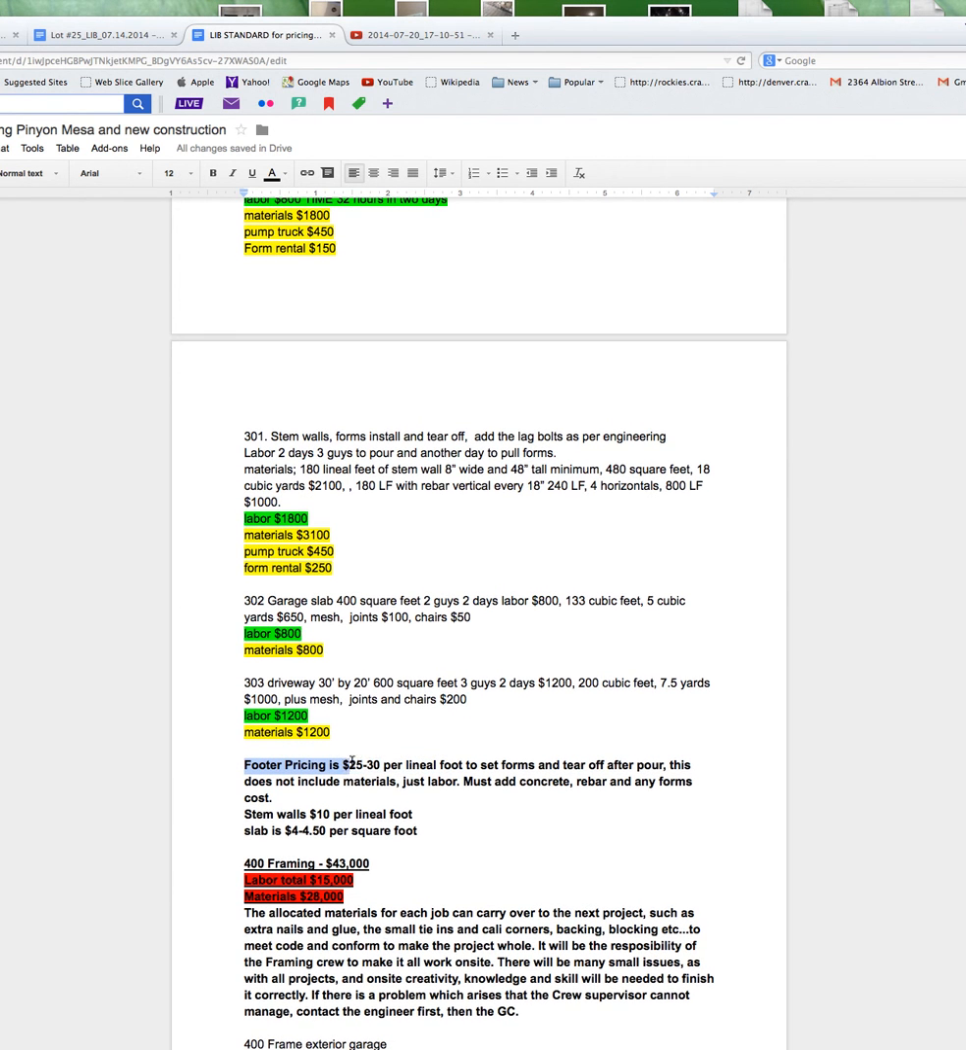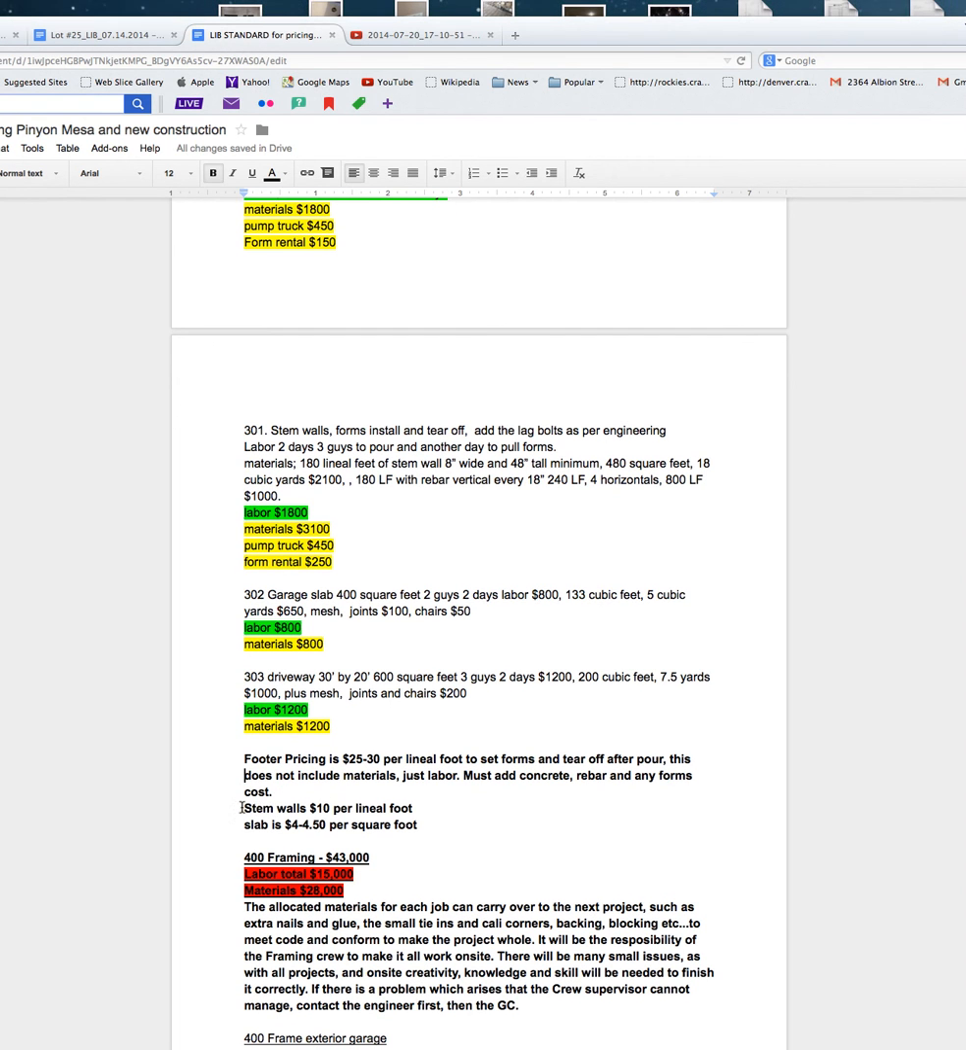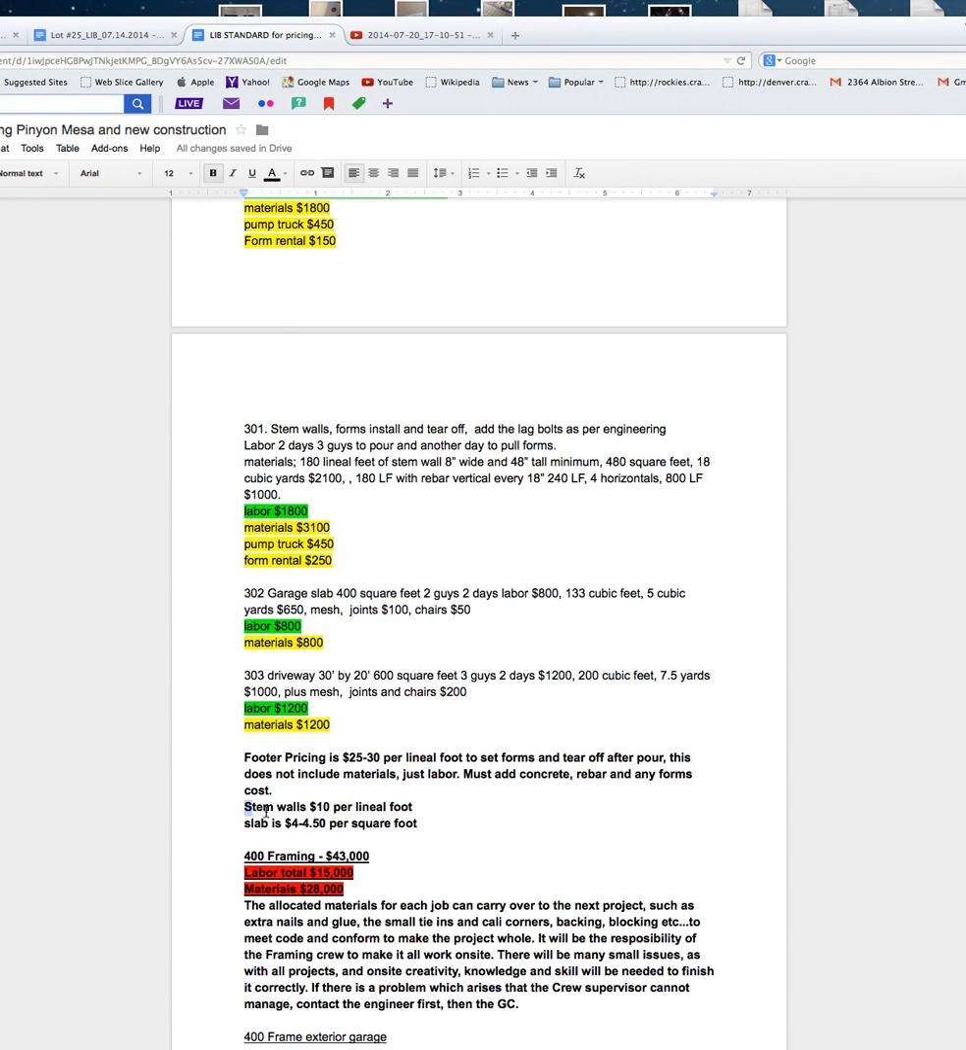So footer pricing, this is kind of a standard pricing. A couple cheats down here. Stem wall is about $10 a lineal foot, up to 8 feet. And slab is about $4 to $4.50 a square foot. So that's it for concrete. It's all just footers, stem walls, and of course slab. Those are the three things you're going to be paying attention to. Thanks, and we'll see you on the next one.